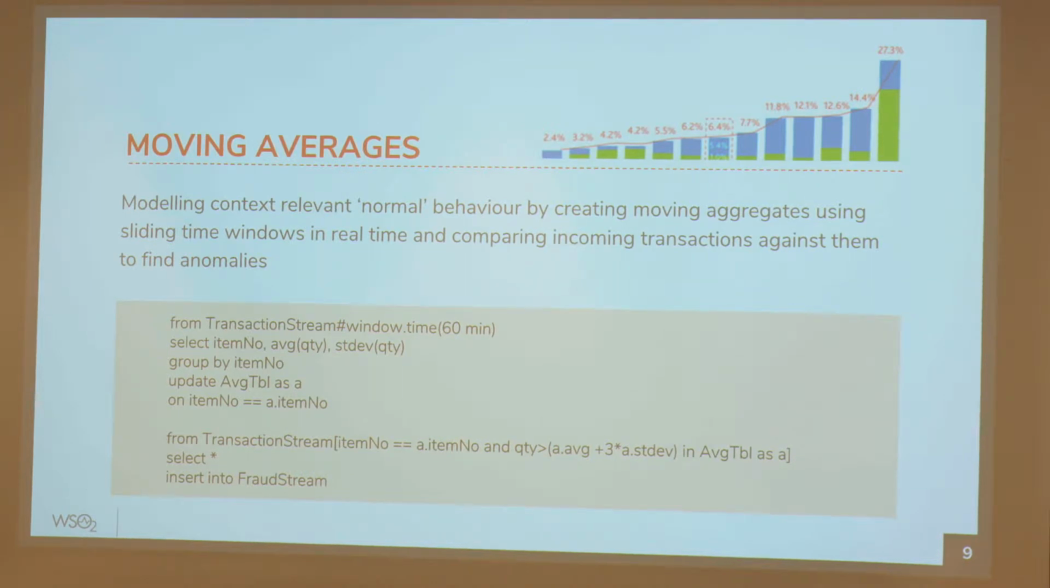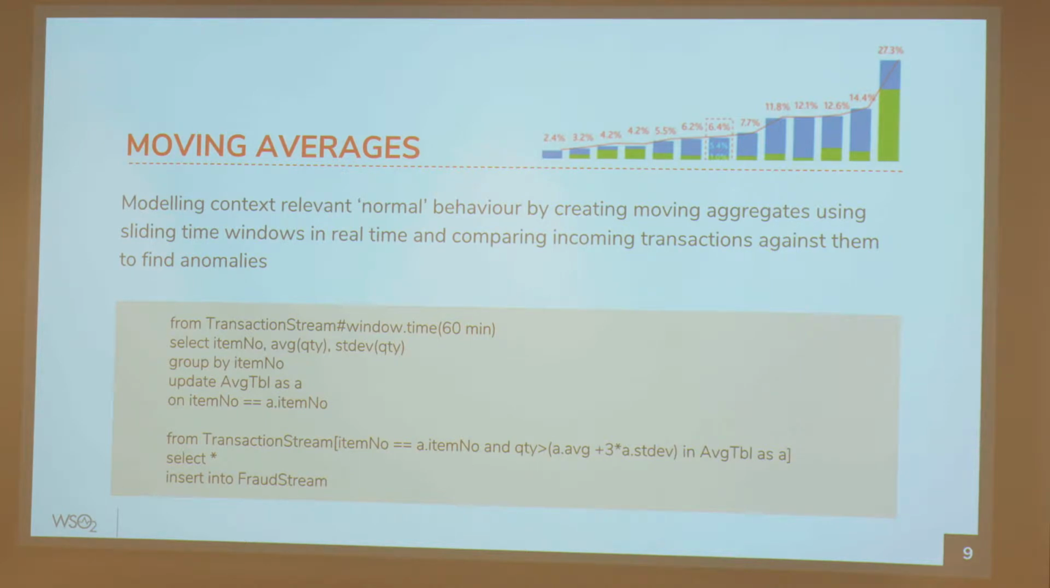What this does is it models a context-relevant normal behavior, and then it uses that definition of context-relevant normal to check against transactions coming in real time. So there are two queries. The first one is basically understanding what normal is at this point in time. So we've taken the transaction stream and created a 60-minute time window, so a 1-hour time window. And within that time window, we calculate the average quantity and the standard deviation of the quantity bought for each item, and we store it in an in-memory table.